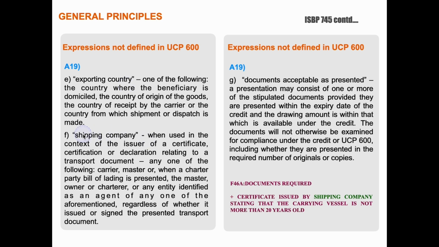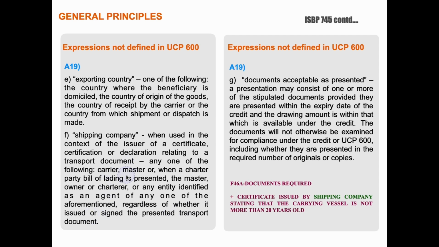Next one is very important: shipping company. When used in the context of the issuer of a certificate, certification or declaration relating to a transport document, any one of the following: carrier, master, or when a charter party bill of lading is presented, the master, owner, or charterer, or any entity identified as an agent of any one of the aforementioned, regardless of whether it issued or signed the presented transport document.